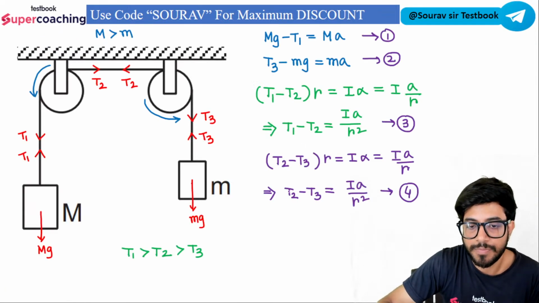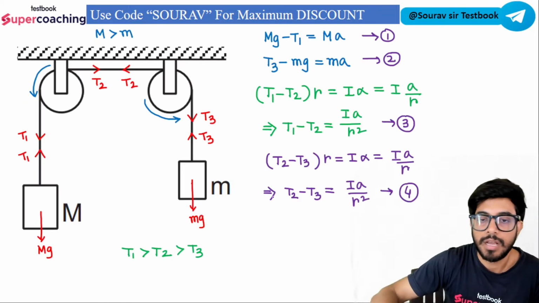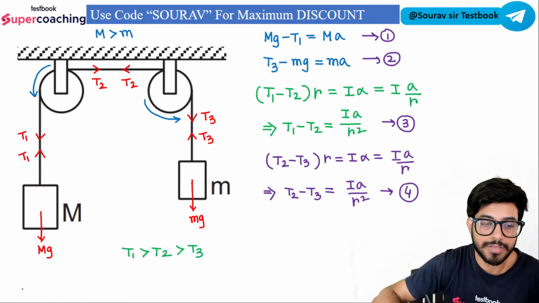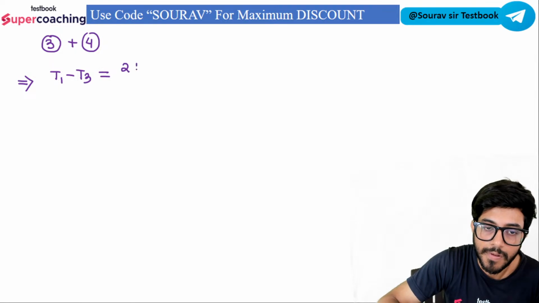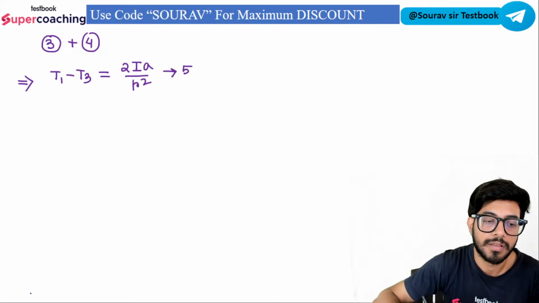So T1 minus T2 plus T2 minus T3. T2 cancels out, T1 minus T3 will give you 2IA divided by r square. That's our equation number 5.